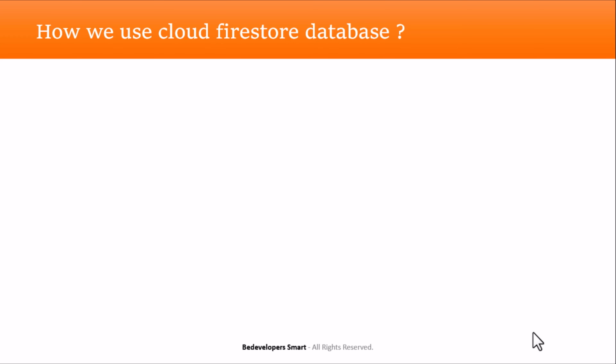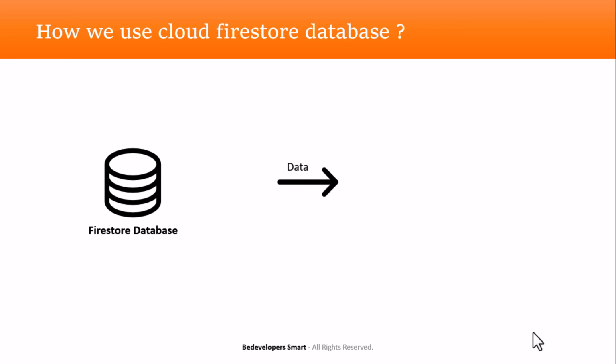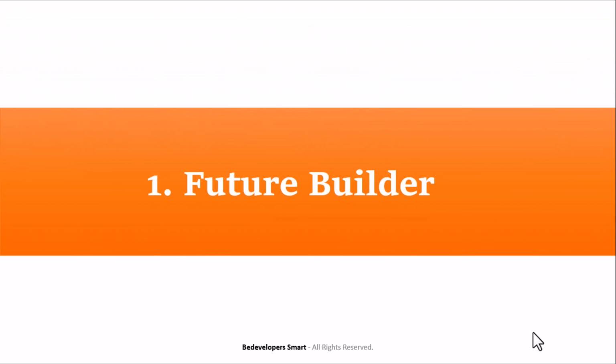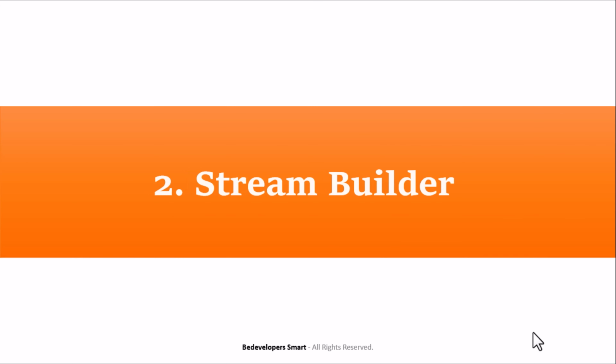Okay, so first we will see how we use the Cloud Firestore database. Inside a Cloud Firestore database, first we insert a document. Then we fetch that data and show it inside a user device. To do this, we use two different methods. First is Future Builder and second is Stream Builder.